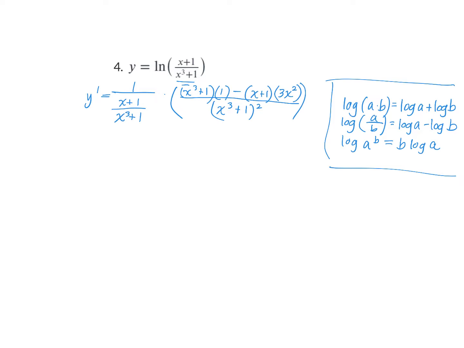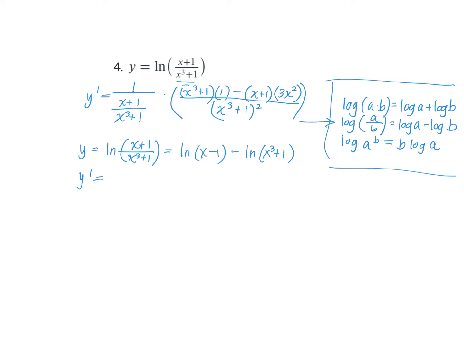In this case, we have y equals ln, which is just the natural log, of (x plus 1) over (x cubed plus 1). And so using this law right here, we can rewrite that as ln of (x plus 1) minus ln of (x cubed plus 1). And we can then take the derivative of each of those terms quite easily.